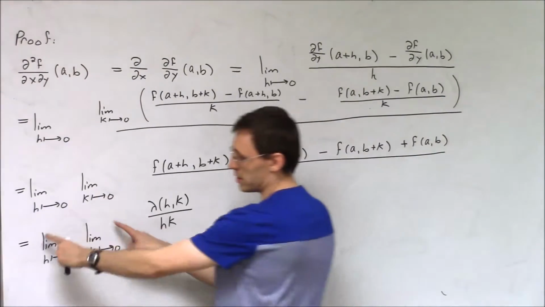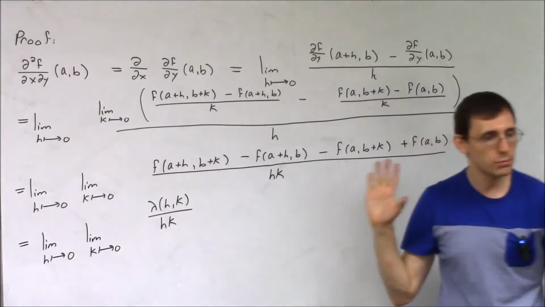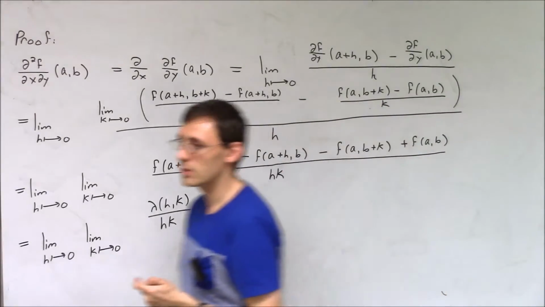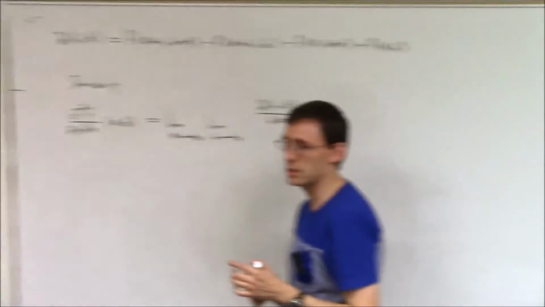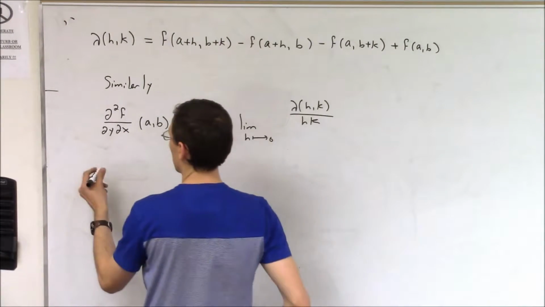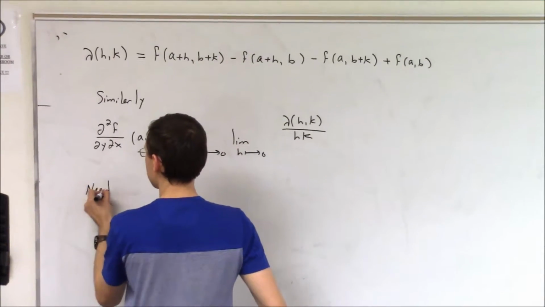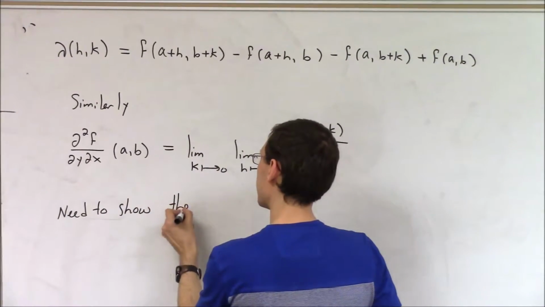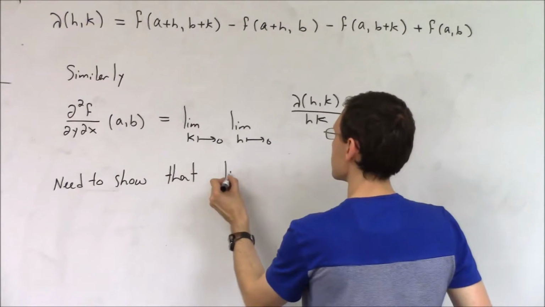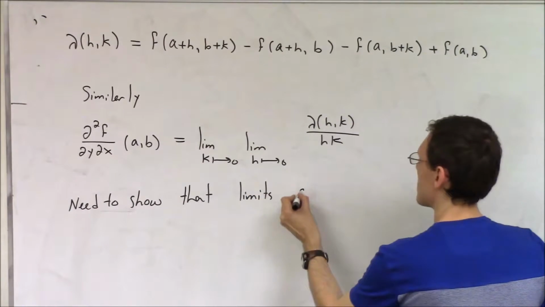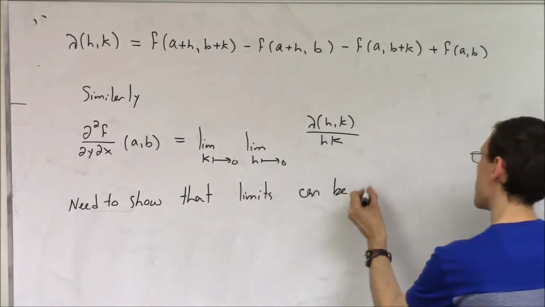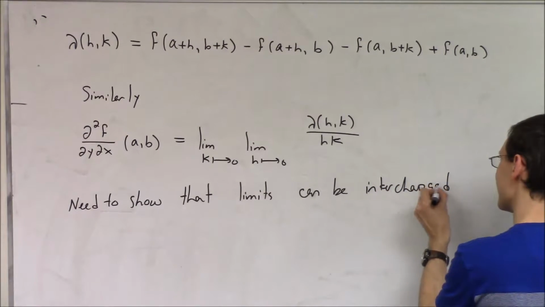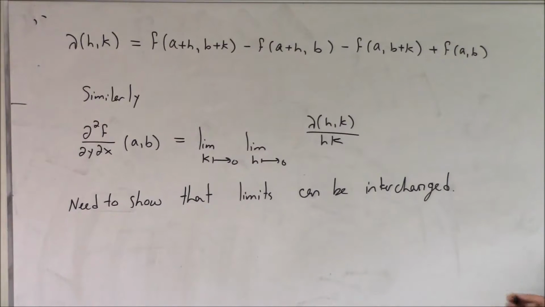So you just want to say, well, just interchange the limits. Usually, that's one major thing in analysis. It does not work. You understand? So I want to prove that I can interchange limits. Need to show that limits can be interchanged.